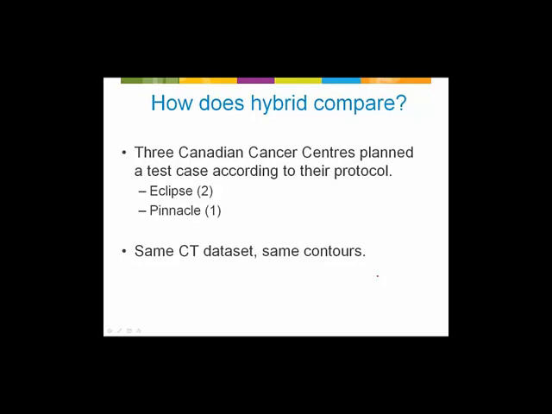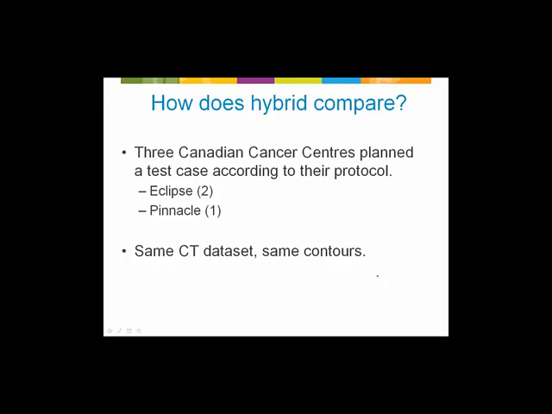All coplanar. The MUs were 634. So that's nice, right? Thinking back to our interplay, that's only about twice the MUs you might see in a 3D conformal plan. So the effect of interplay should be fairly small in this instance.